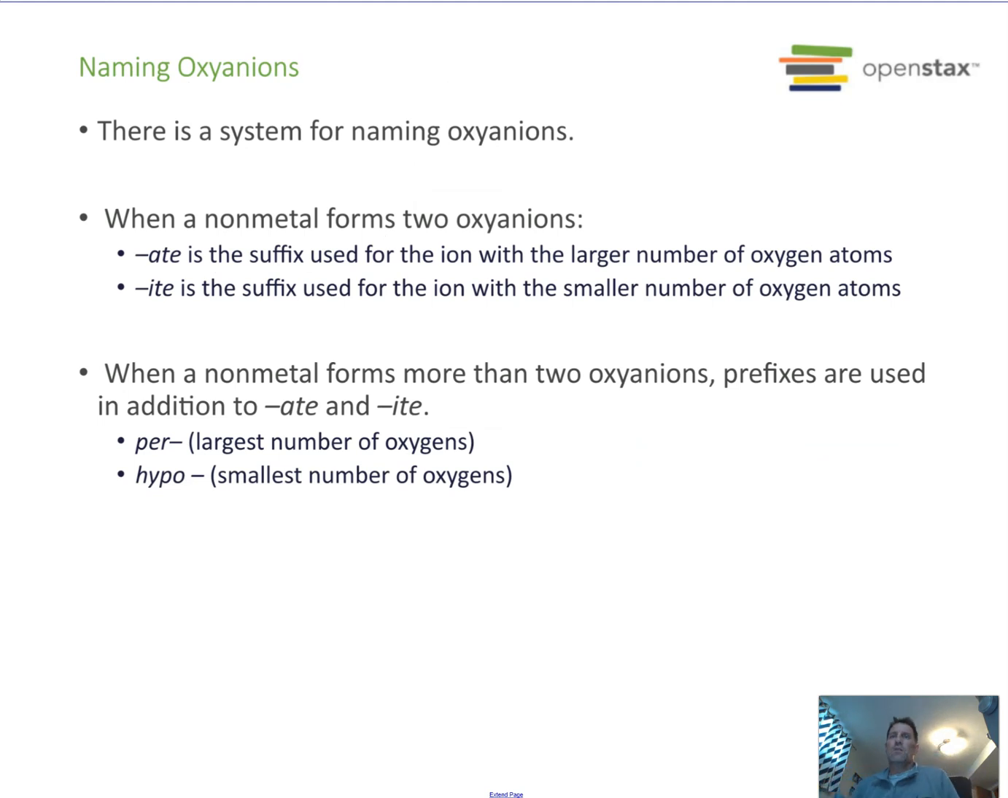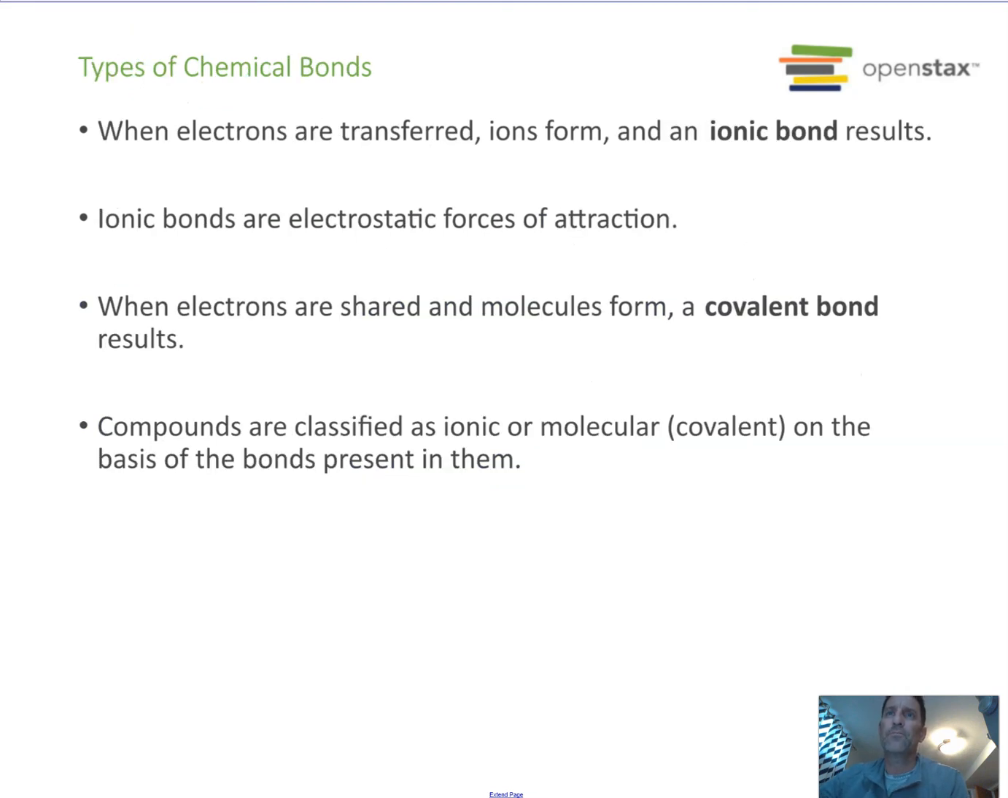All right, naming oxyanions. Wow, this is tricky, and I don't want to do it while I'm not looking at your faces. So I promise I will come back to how we name oxyanions. The good news is you're going to memorize them, and you'll be fine. But I'll teach you that face to face.